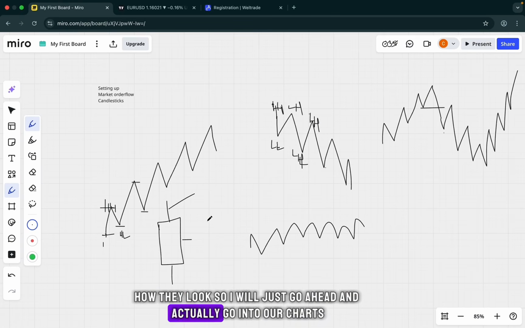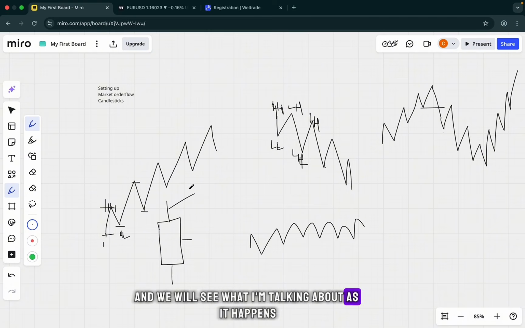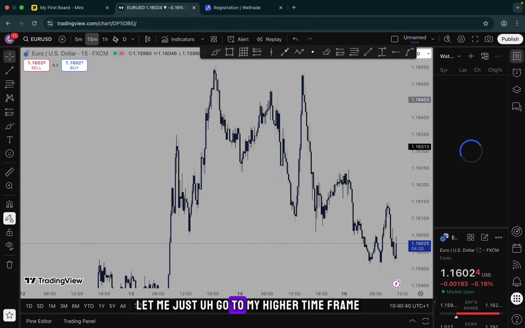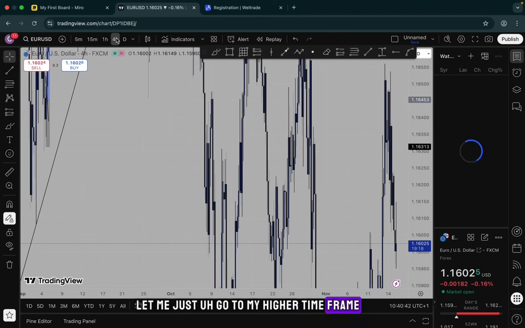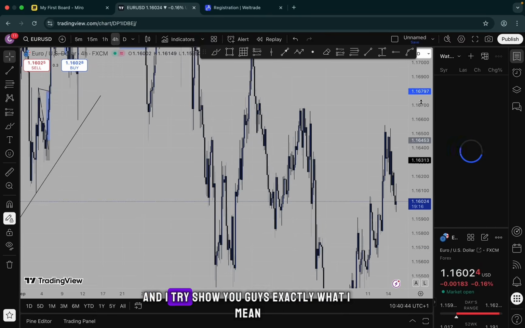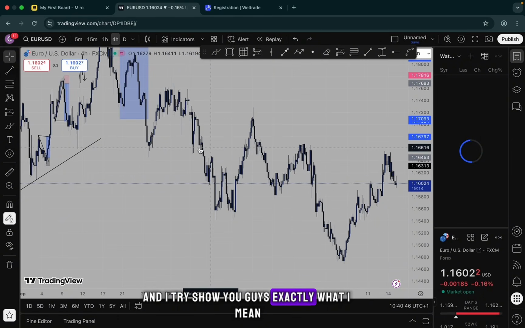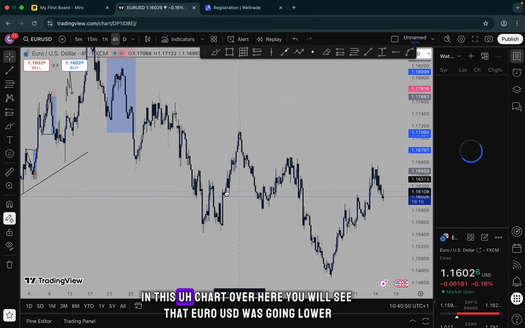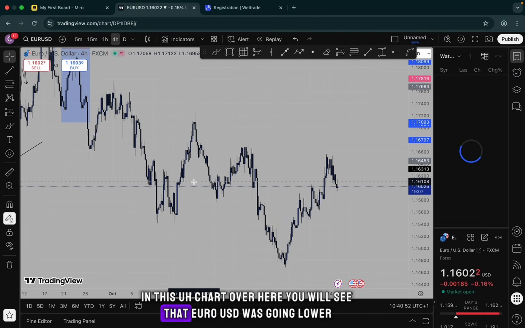So I'll go into our charts and we will see what I'm talking about as it happens. This is a Euro USD chart. Let me go to my higher time frame and try to show you guys exactly what I mean. For example, in this chart over here, you will see that Euro USD was going lower.